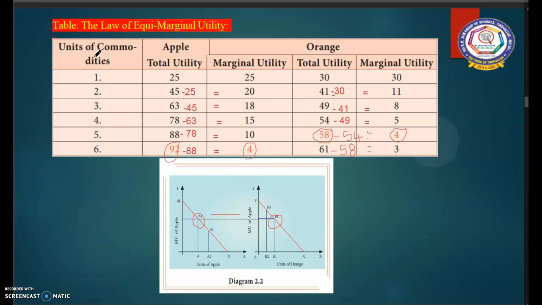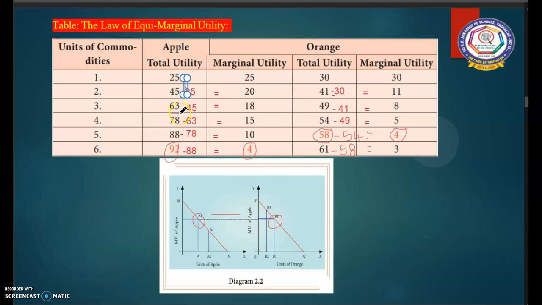In this tabular column you can see units of commodities, total utility of apple, marginal utility, and total utility of orange and marginal utility. Here the total utility of apple is 25 and the marginal utility is also 25. So you are in equilibrium. Here it is 45. So if total utility is 45, then you have to calculate marginal utility. So you have to subtract 25 from 45, and you will get 20. So that is the marginal utility.